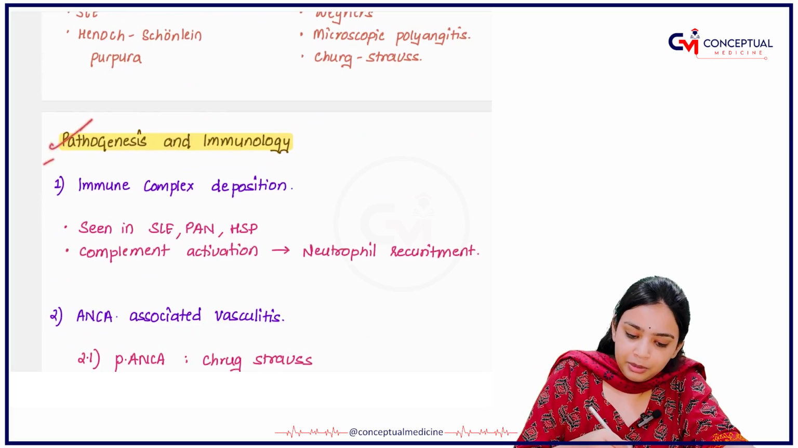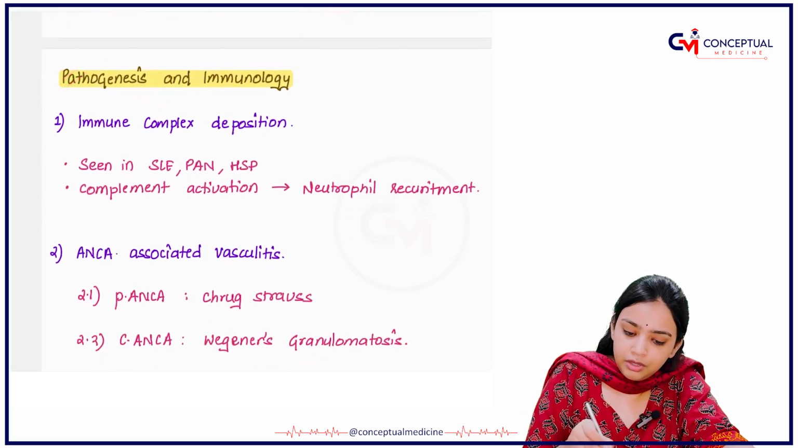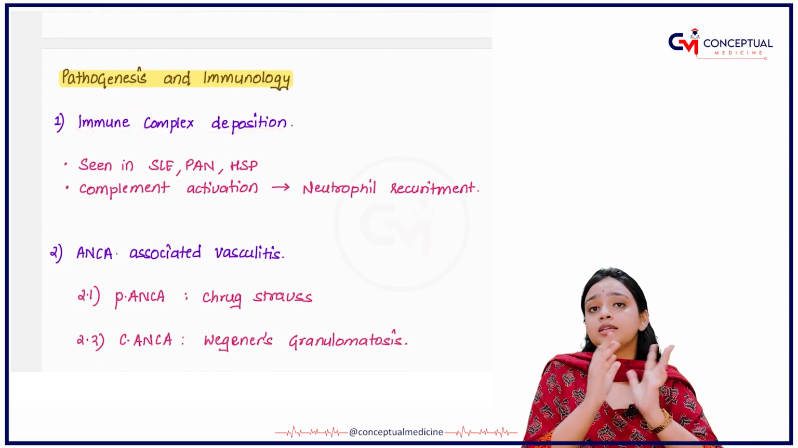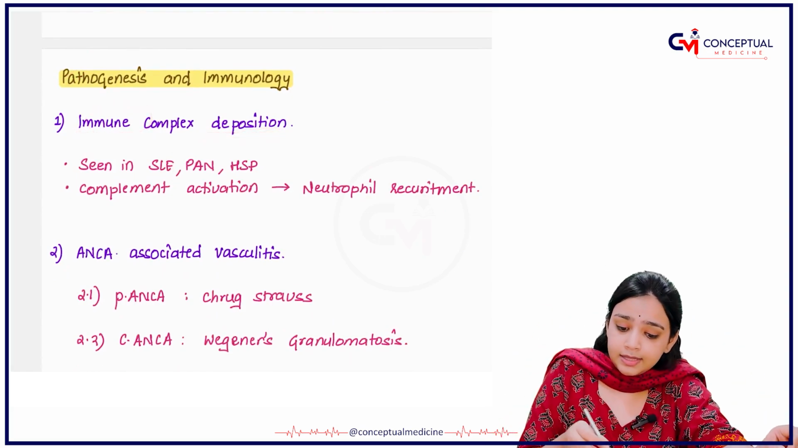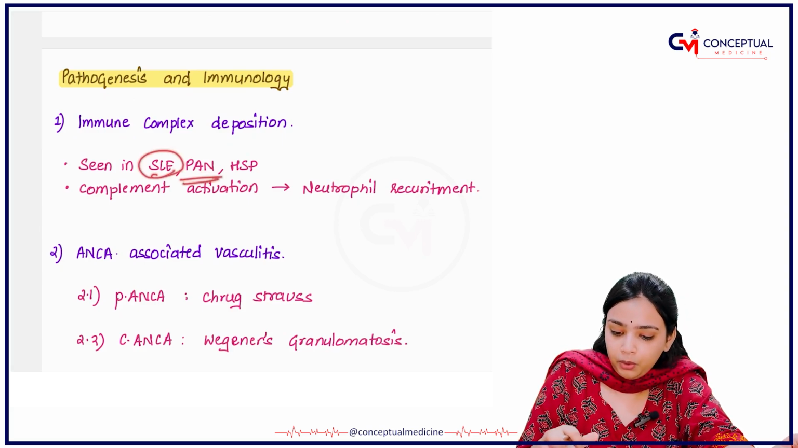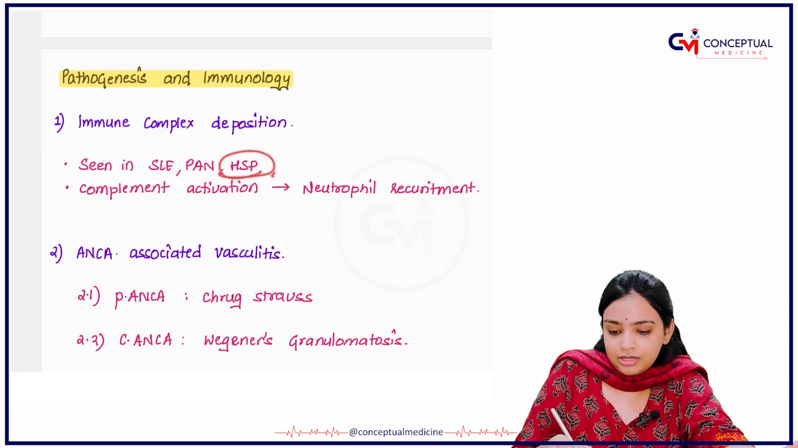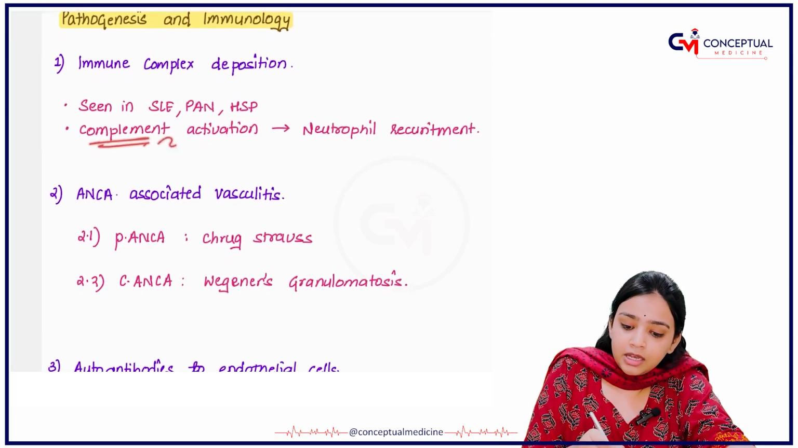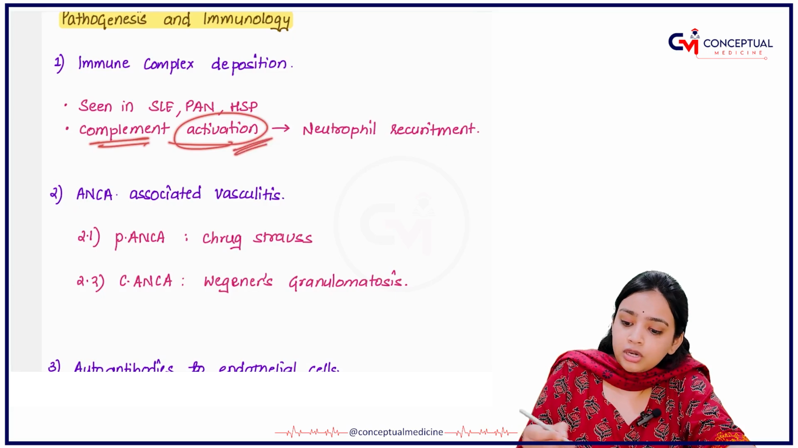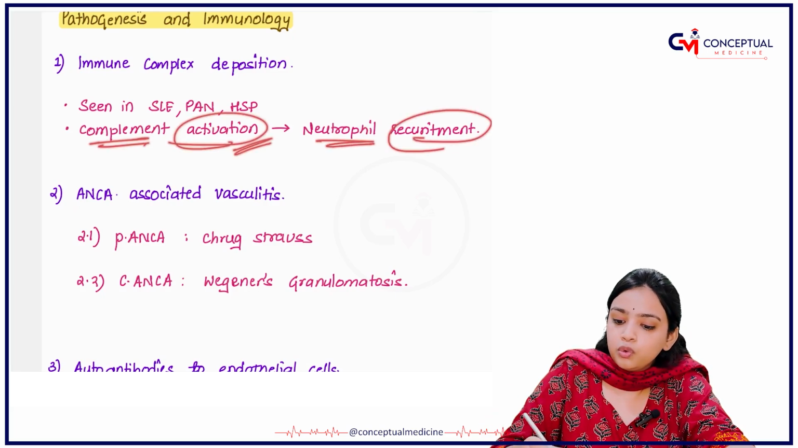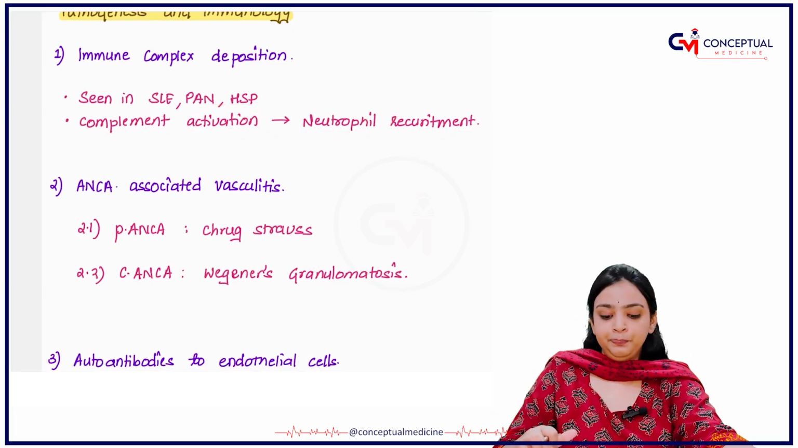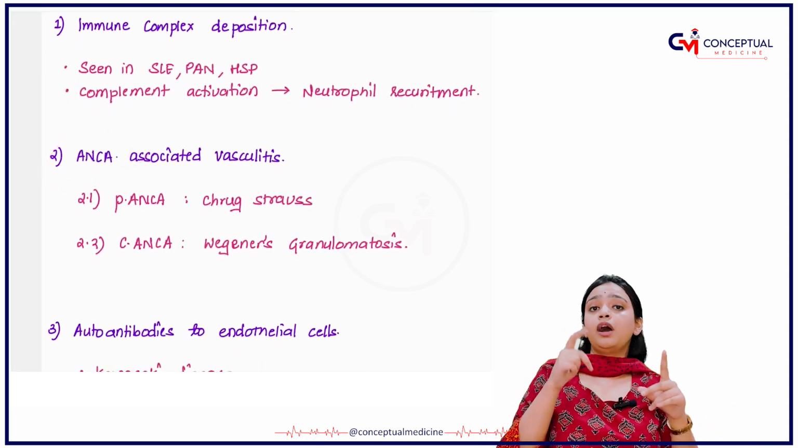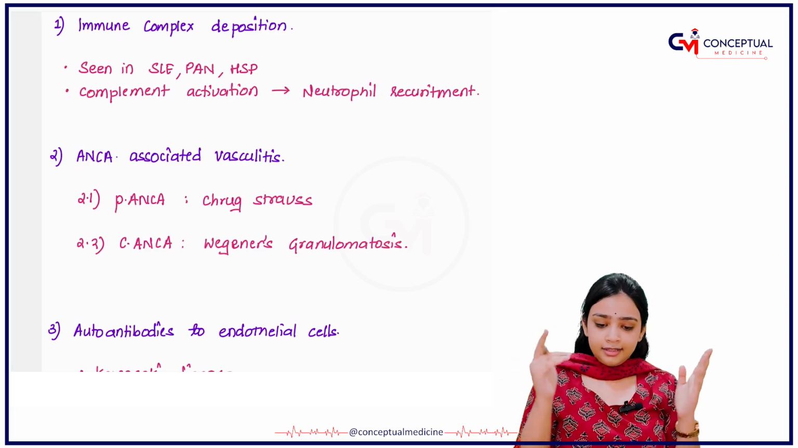Now, let's see about the pathogenesis in general. First thing, you have the immune complex deposition. Immune complex depositions are seen in which of the conditions? They are seen in SLE, polyarteritis nodosa and HSP. There, what happens is there is a complement activation, as a result of which there is neutrophil recruitment. Second, I have told you we will be discussing the ANCA also. So you have two types, P ANCA and C ANCA.